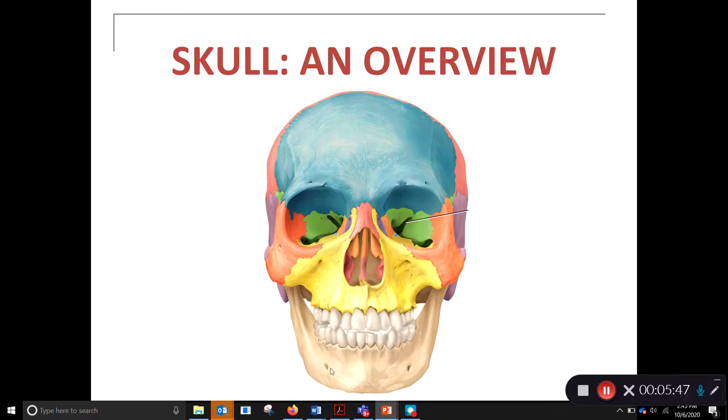We are almost done with the front of the skull. One last one obviously would be this one. This is your mandible, the lower portion, the one that I'm moving up and down often and frequently, that you are opening and closing possibly by yawning.